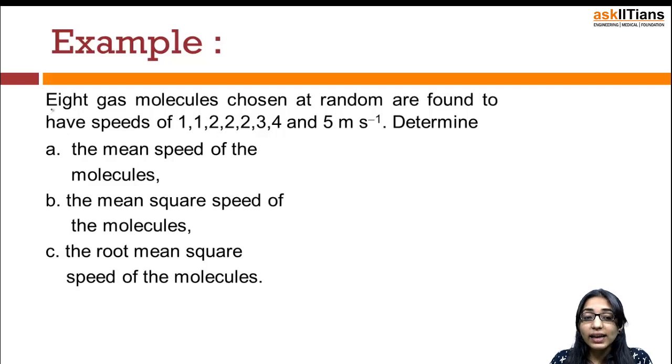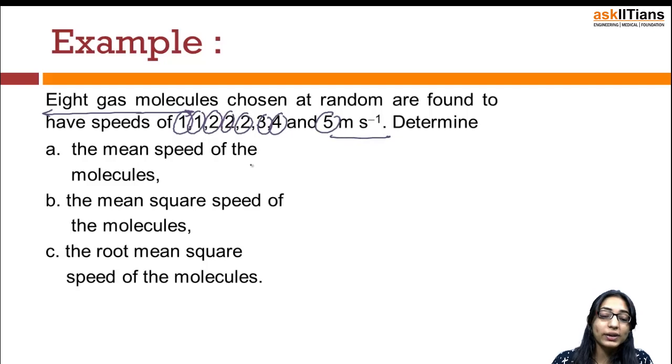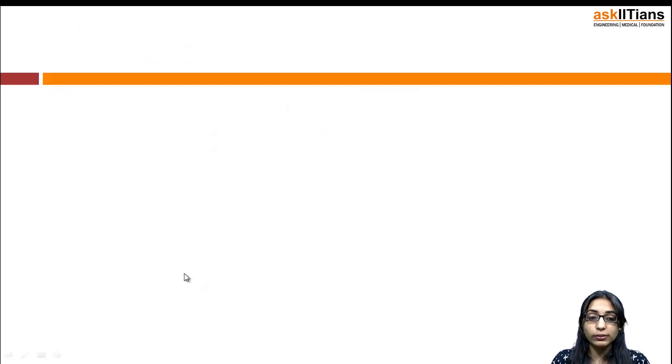It says that 8 gas molecules which are chosen at random are found to have the speeds of 1, 1, 2, 2, 2, 3, 4 and 5 meters per second. And we have been asked to determine the mean speed of molecules, the mean square speed of molecules and the root mean square speed of molecules.